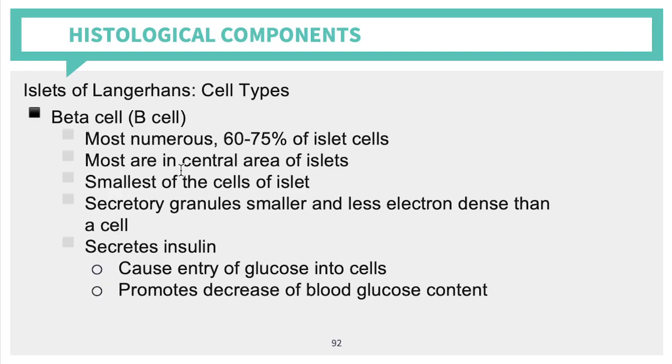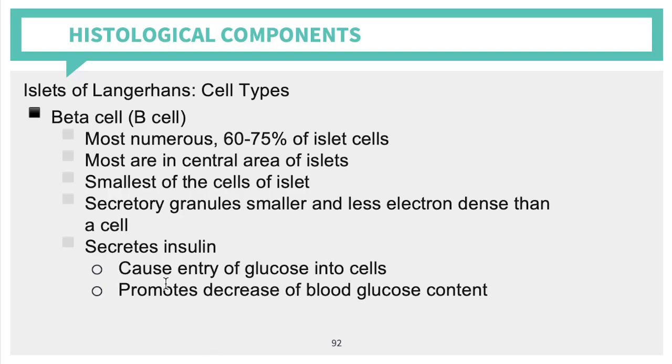Your beta cells, on the other hand, are the most numerous, which is 60 to 75% of the islet cells. Most are in the central area of your islet, the smallest of the islet cells, and the secretory granules are smaller and less electron dense than alpha cells. So it secretes your insulin and can cause entry of glucose into the cell.